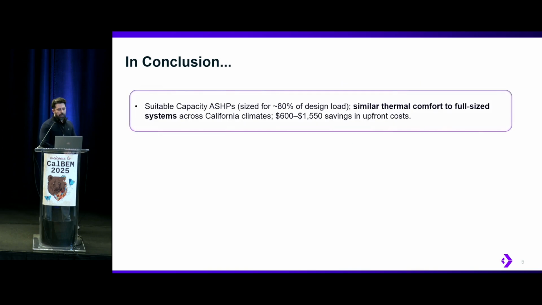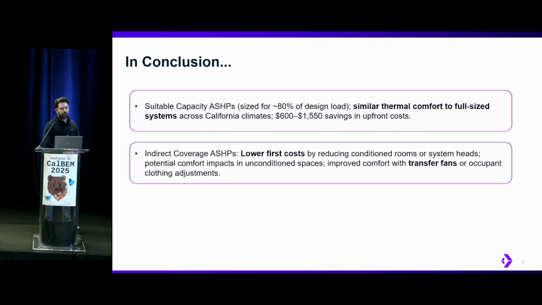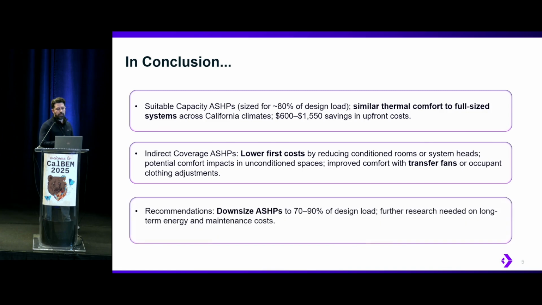So to wrap up, suitable capacity air source heat pumps provide similar comfort to full-size systems across California climate zones with $600 to $1,500 savings in upfront cost. Indirect coverage lowers the first cost by reducing the conditioned zones, but we have a potential comfort impact in unconditioned space. But we can improve the condition with clothing adjustment, especially in winter, and also by using transfer fans. So the recommendation is we can consider downsizing the air source heat pump to 80% of the design load, but further research needs to assess the long-term energy and also maintenance cost.